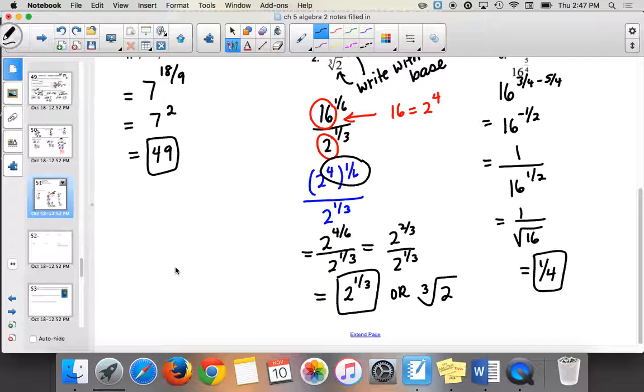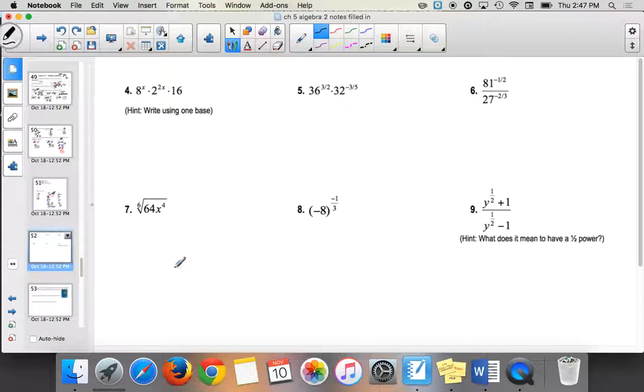All right, let's try the last couple examples. So same thing on the next one, so go ahead and try number 4. I'll flip here so you can see it. So we have 8 to the x times 2 to the 2x times 16. So I gave you a hint, I said write using one base. So can I rewrite 8 and 16 so that they have the same base as 2? So they become 2 to something?